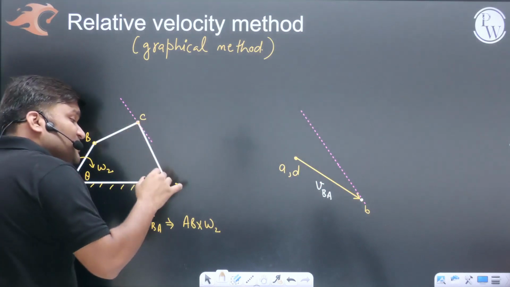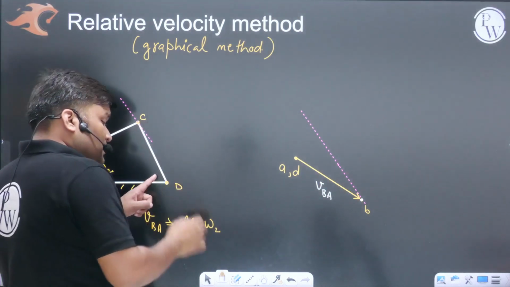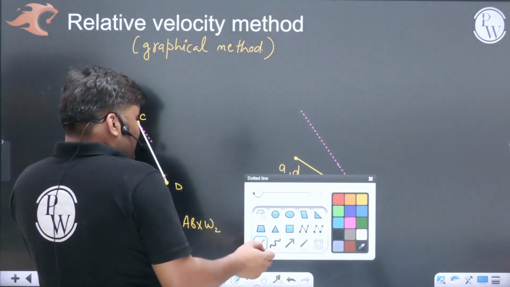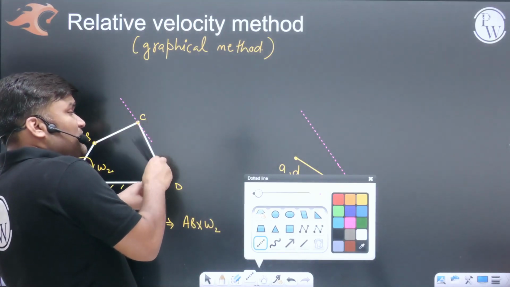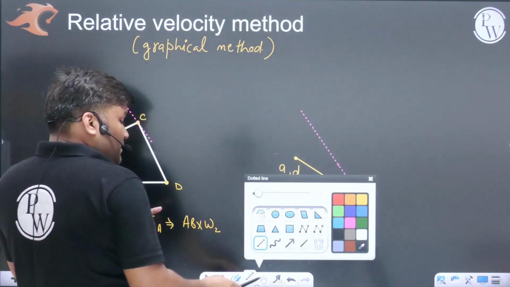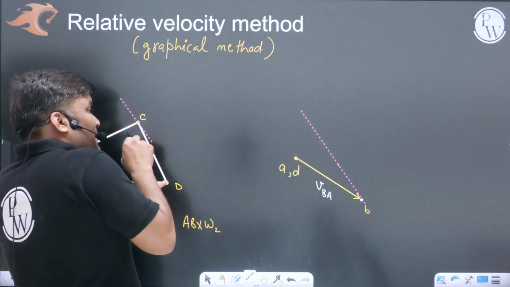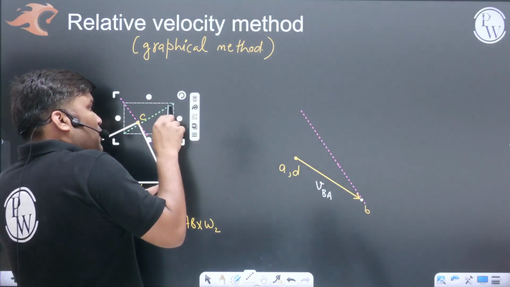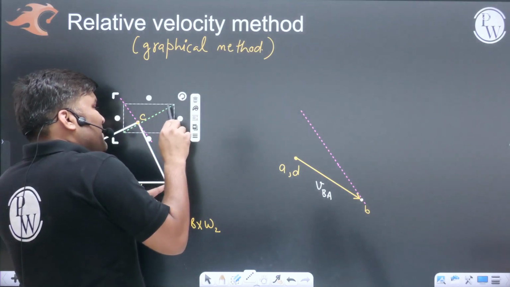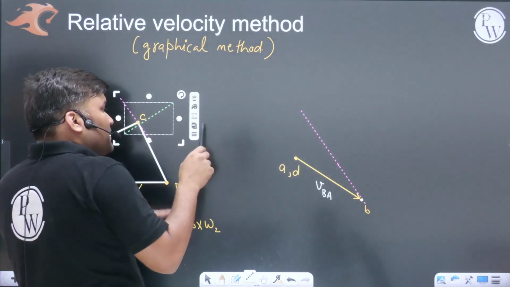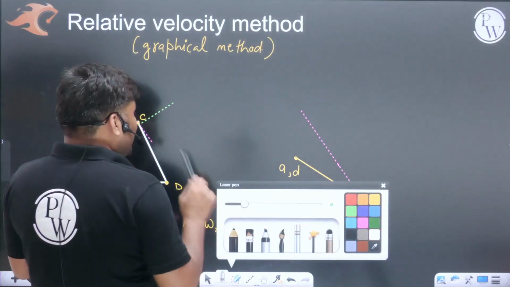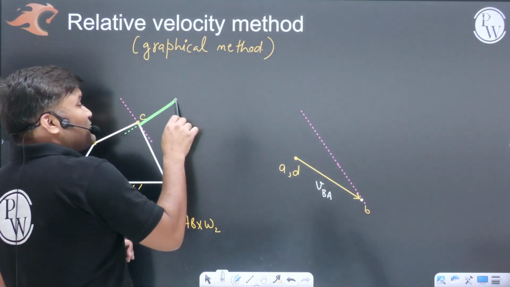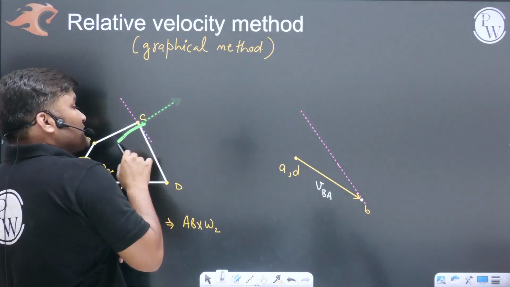Same point C. With respect to D, if you talk about point C's velocity, sir, it is a pin joint, it can have only rotation. So what will point C's velocity be? It will be perpendicular to the link. Again, I don't know whether it is clockwise or anti-clockwise. How much is the magnitude? Literally, I have no idea, beta. Just draw the line, whatever the velocity is, it will be in the perpendicular direction to the link. It may be this side or it may be this side.